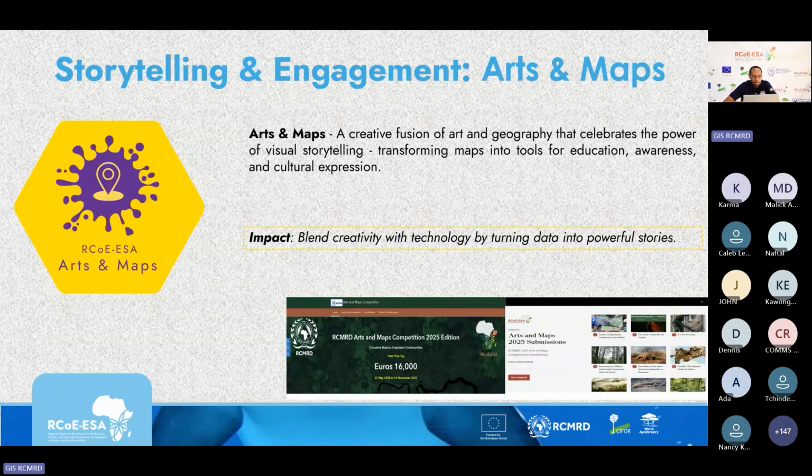We have our arts and maps, which concluded recently, and the winners will be awarded preferably today. And this is our creative fusion platform where we allow people to showcase their creativity in terms of translating maps into visually attractive maps. And from this, we are able to create awareness in the community. And our aim here is to blend creativity with technology by turning data into powerful stories.